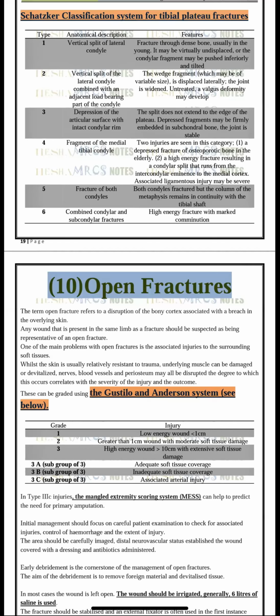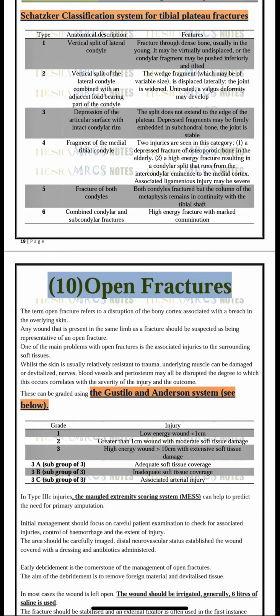Then let's go for open fracture. When to say open fracture? When I have a comminuted fracture associated with a skin injury. Gustilo-Anderson classification, which is 3 types, and the type 3 is 3 types also. Type 1 less than 1 centimeter, type 2 from 1 to 10 centimeter, type 3 is classified into A, B, C. A, you will have injury more than 10 centimeter, but with adequate soft tissue coverage.